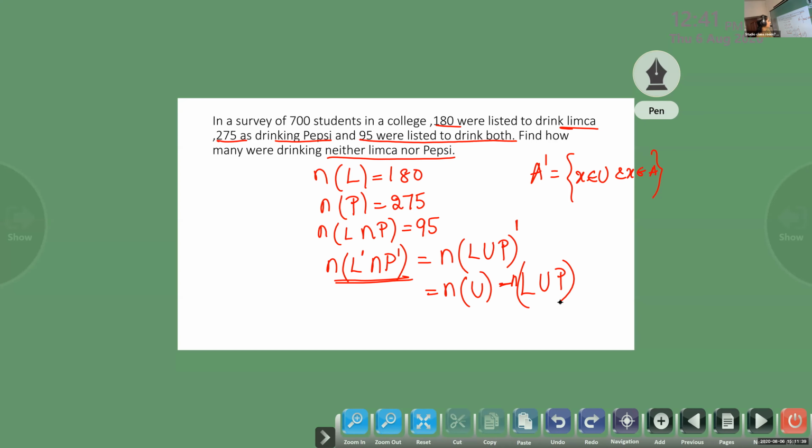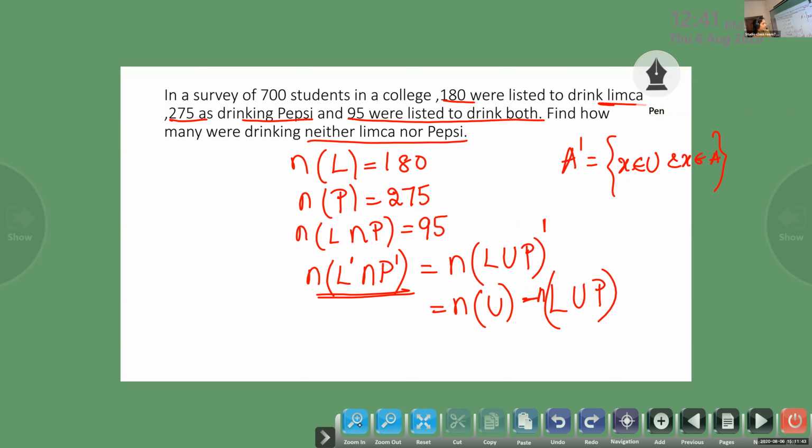So first step, you find out what is n of L union P. What is n of L union P? n of L union P is? Alvin, give the formula, Alvin. n of L union P is? Alvin.